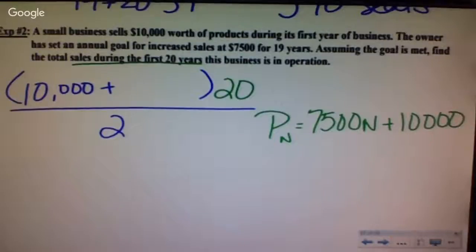19. Yeah, 20 years goes from year 0 to year 19, so we plug in 19. The N or the P N? For the N. Oh shoot, I'm dumb. Somebody here do it.